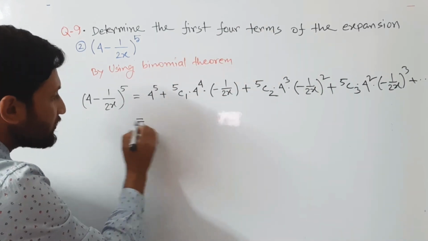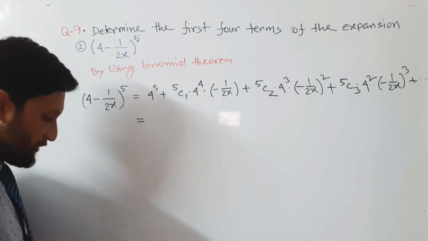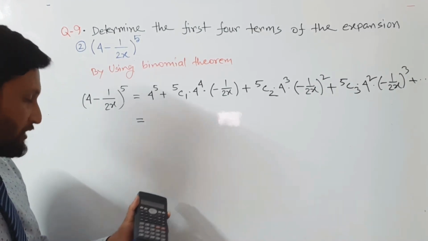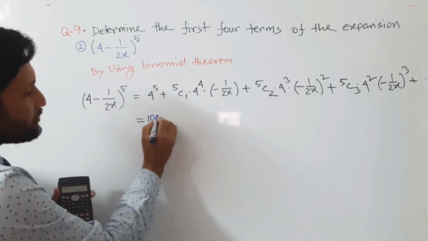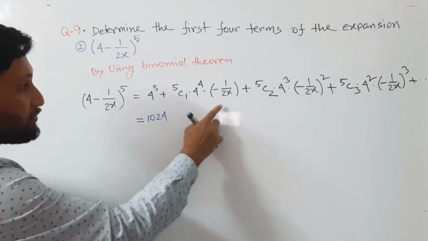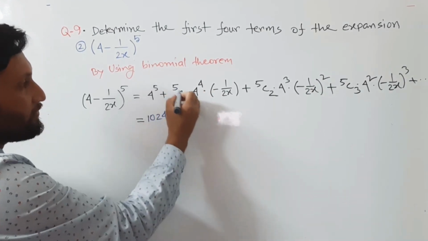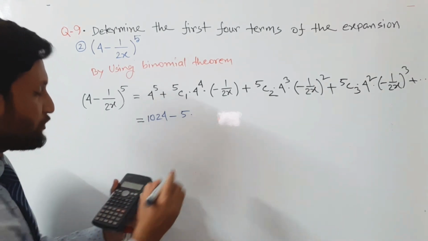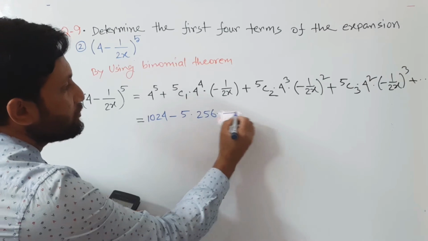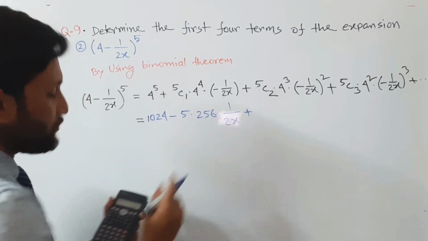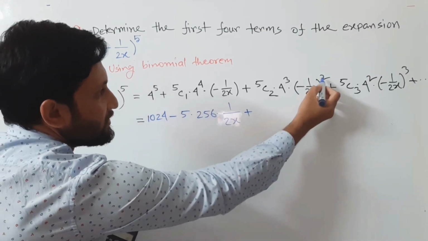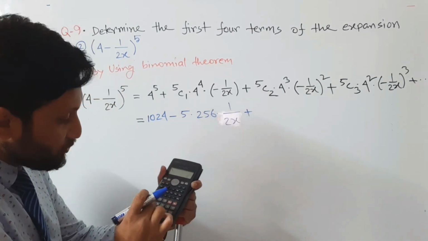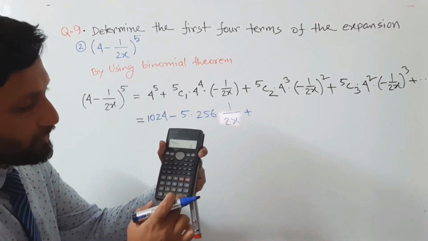Now the calculation part. 4 to the power 5 by using a calculator is 1024. So write down here 1024. Then at first calculate the signs, minus and plus. So minus 5c1, that means 5, 4 to the power 4 is 256. So write down 256 into 1 by 2x, and then plus 5c2. The sign: minus square, a minus term squared, is automatically plus, positive, so this sign must be plus. So 5c2, 5 shift divide 2, that means 5c2 equals 10.